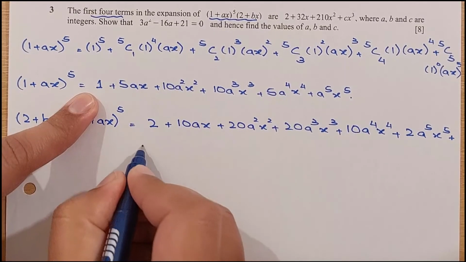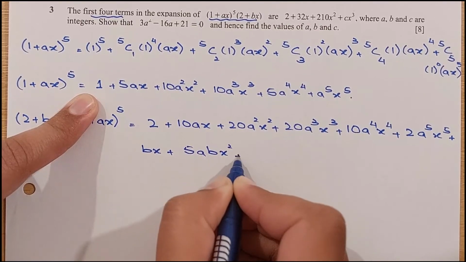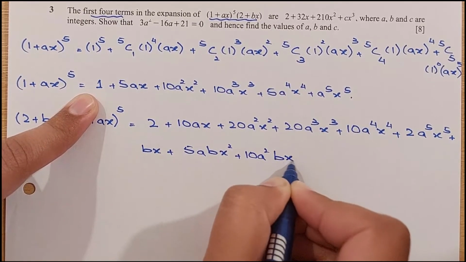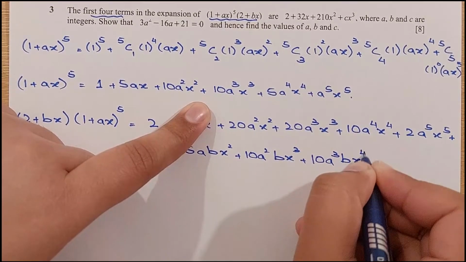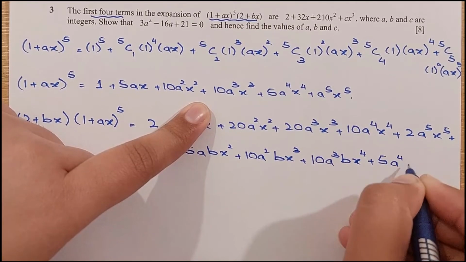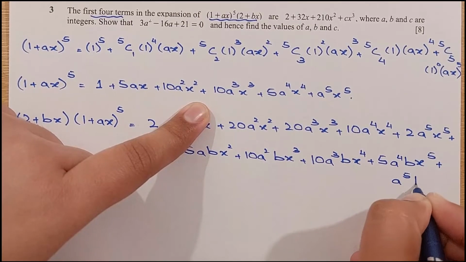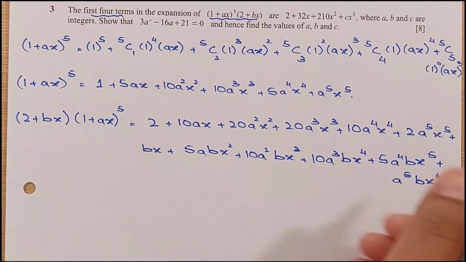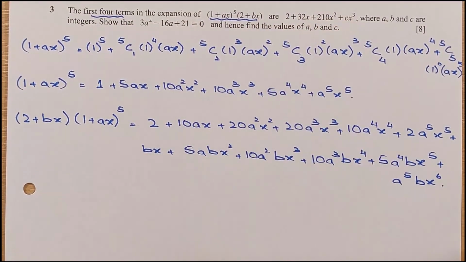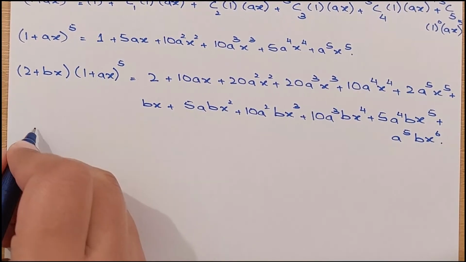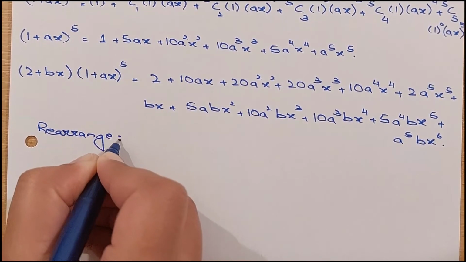So the first term is multiplying with bx plus 5ab x square plus 10 a square b x cube plus 10 a cube b x power 4 plus 5 a power 4 b x power 5 plus a power 5 b x power 6, right? Now this says the first 4 terms in the expansion, meaning the constant term, x term, x square term and the x cube term, right? Now let me rearrange the first 4 terms we have to find, right?